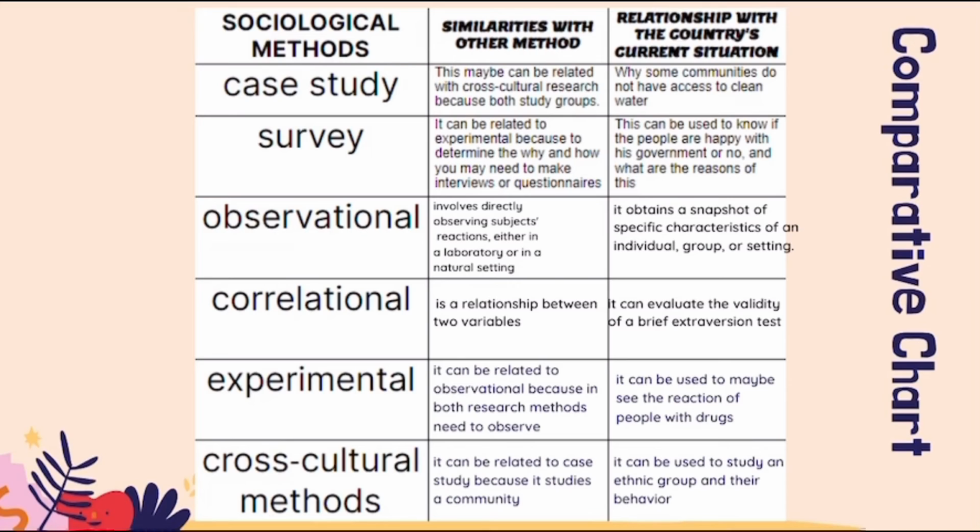Observational involves directly observing subjects' reactions, either in a laboratory or in a natural setting. It obtains a snapshot of specific characteristics of an individual, group, or setting. For correlational, it is a relationship between two variables, and it can evaluate the validity of a brief extraversion test.